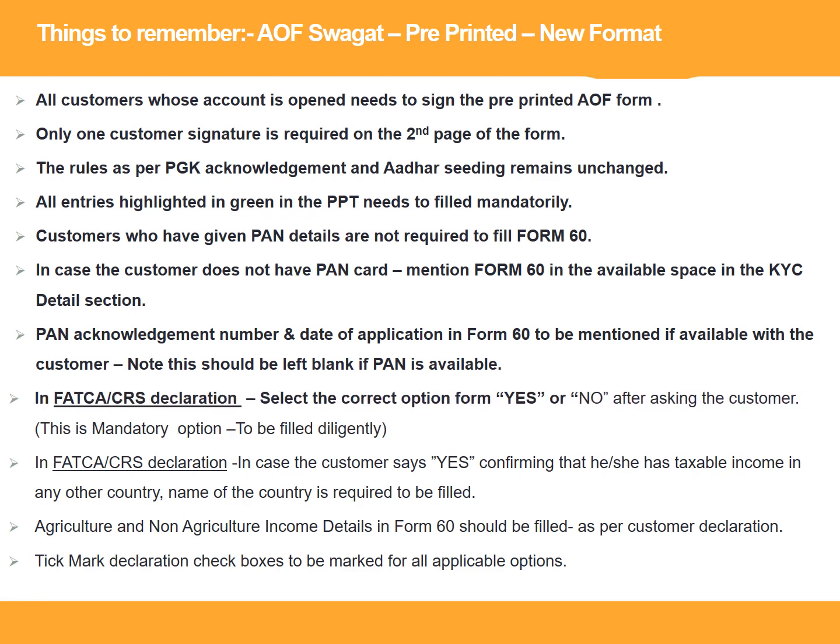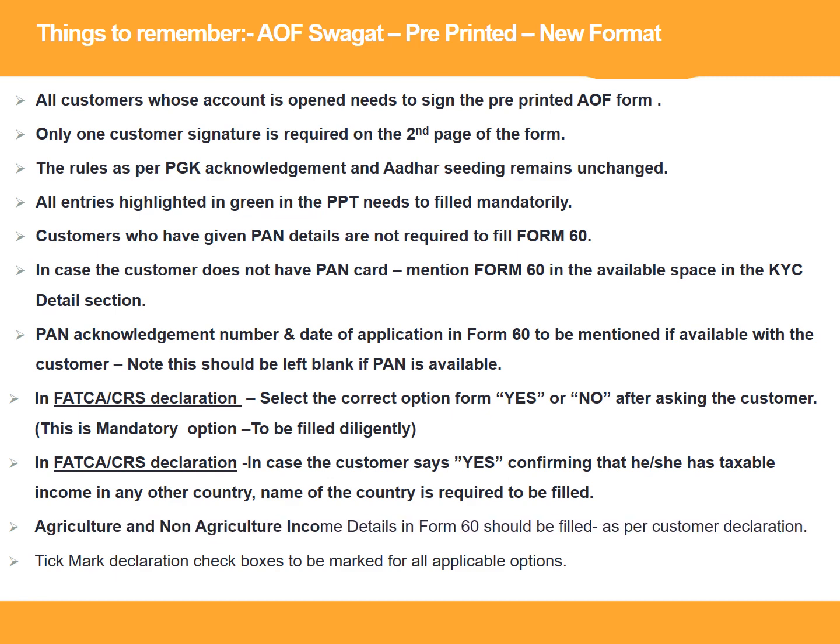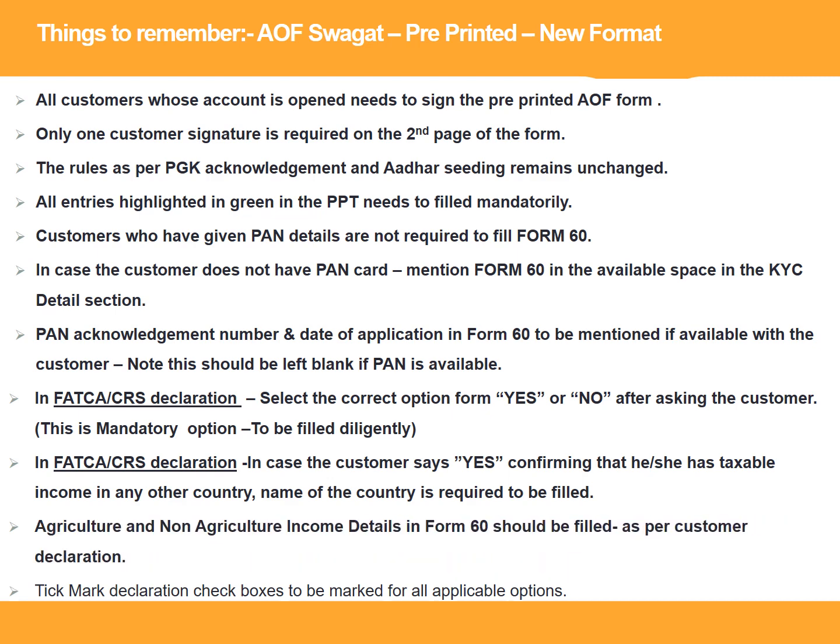In FATCA CRS declaration, select the correct option from yes or no after asking the customer. In case the customer says yes, confirming that he or she has taxable income in any other country, name of the country is required to be filled. Agriculture and non-agriculture income details in Form 60 should be filled as per customer declaration. Tick mark declaration check boxes to be marked for all applicable options.